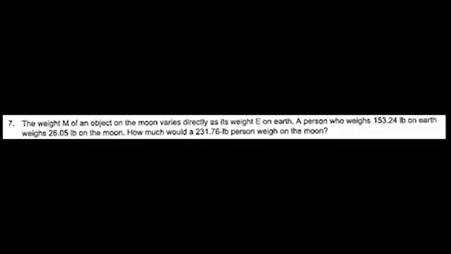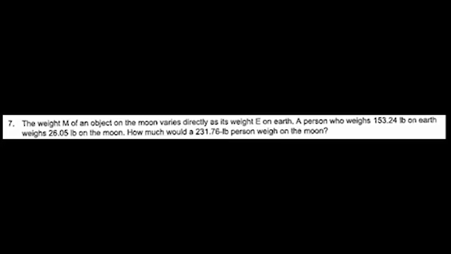The weight m of an object on the moon varies directly as its weight e on Earth. A person who weighs 153.24 pounds on Earth weighs 26.05 pounds on the moon. How much would a 231.76 pound person weigh on the moon?